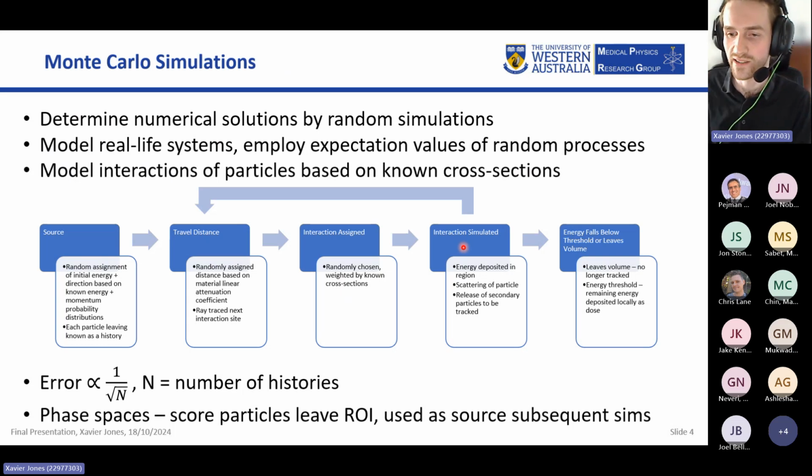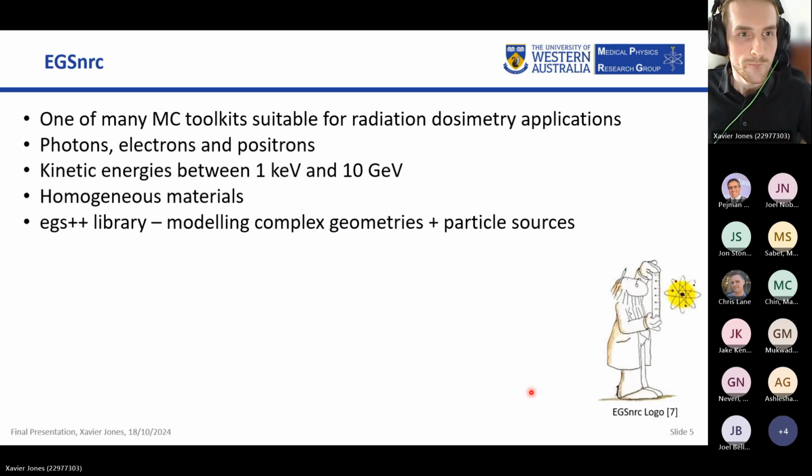This process is repeated until either the particle leaves the volume or its energy falls below a threshold whereby its energy is locally deposited. Due to the random nature of Monte Carlo simulations, significant error may be present, proportional to the inverse square root of the number of histories simulated. Therefore, many histories are needed to reduce this error, which may increase computation time. Phase-space storage is a method of alleviating these time constraints and involves storing all attributes of particles leaving a volume of interest, which can be used as a source for subsequent simulations sharing the same geometries.